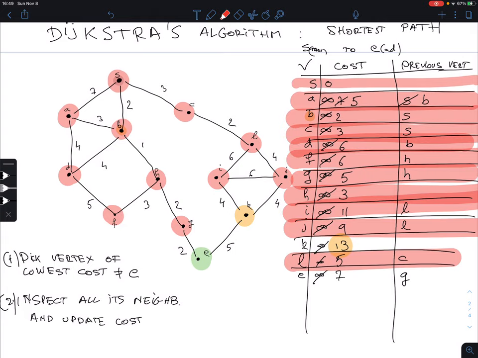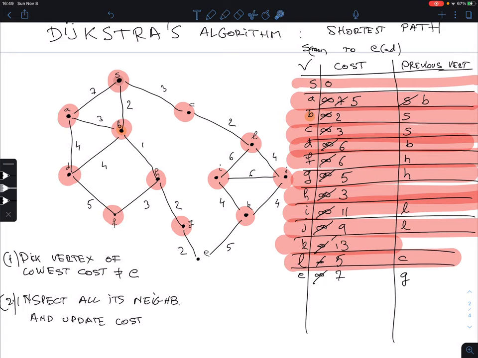Okay, so can I update the value here? That's, of course, crucial now, because can I get to E cheaper? Well, you see, this is not going to happen, right? Because it already costs 13 to get to K, and then from K to E costs another 5. So 18, so it's not an update. So, sorry, K, you tried, but you are not doing anything for me. So this goes out, and I'm done.